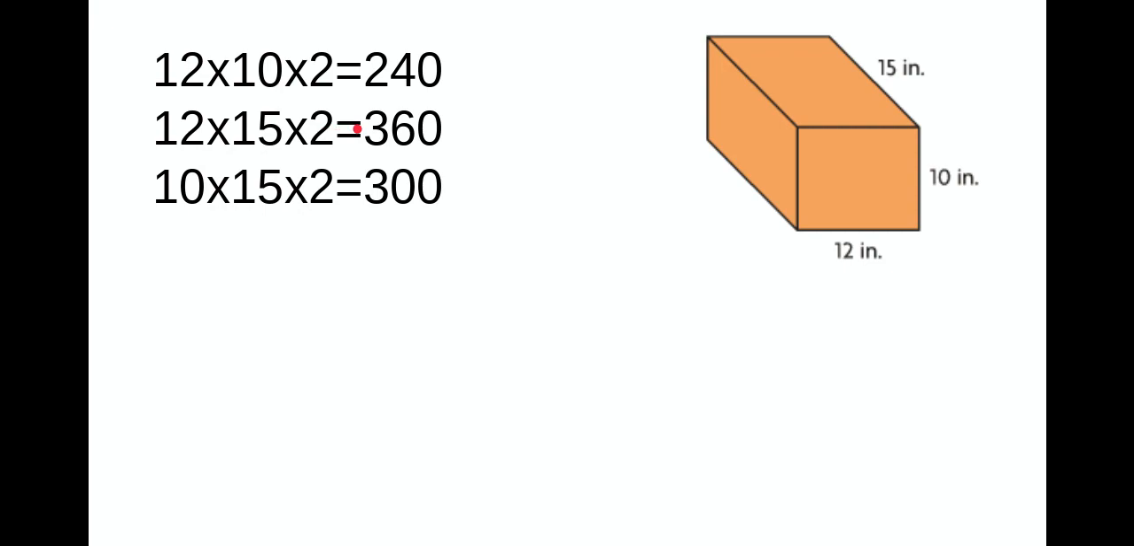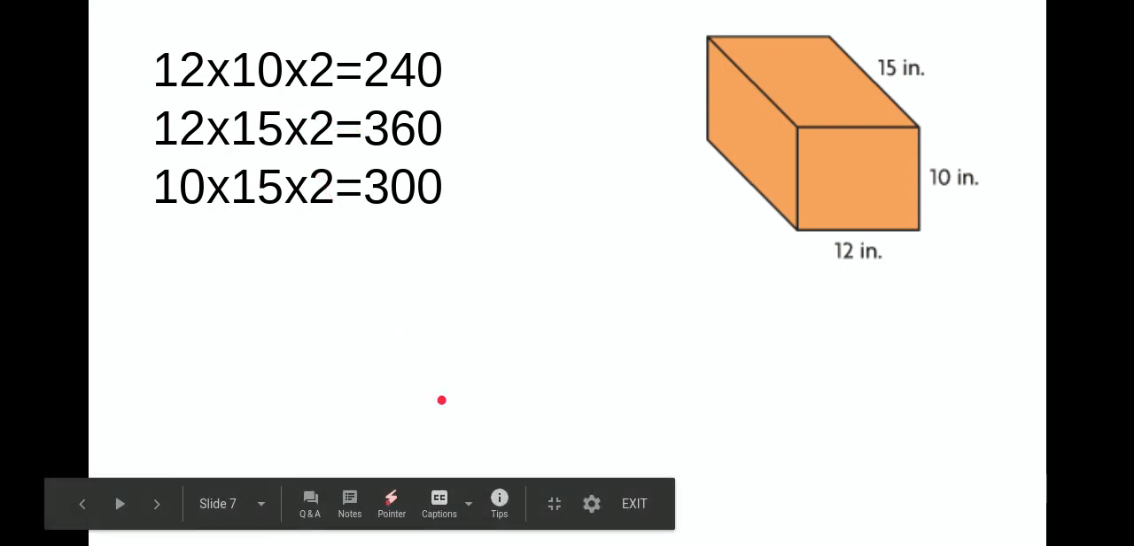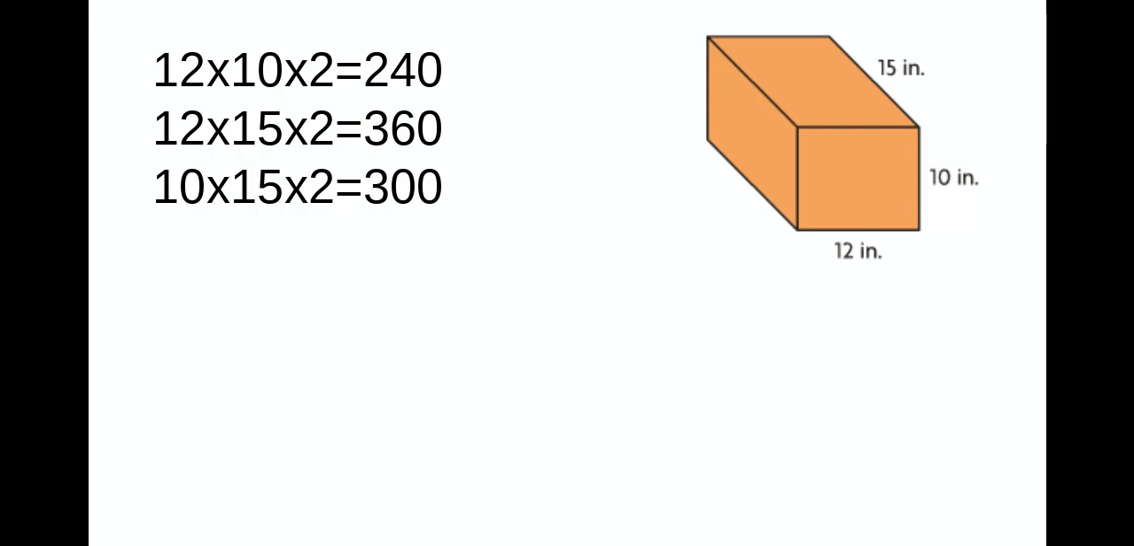You can do it on your calculator. You have 12 times 10 times 2 is 240. 12 times 15 times 2 is 360, and 10 times 15 times 2 is 300. To find the surface area, what you're doing is finding the area of all of the 2D objects that make up the 3D object.